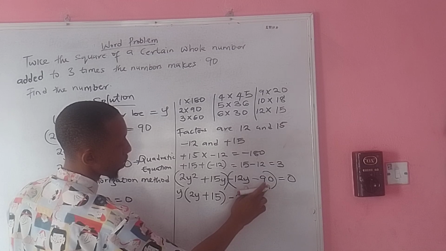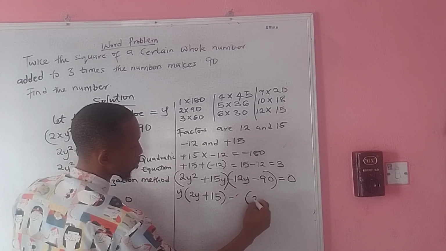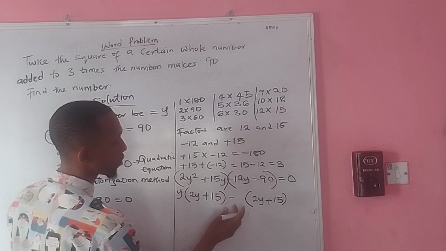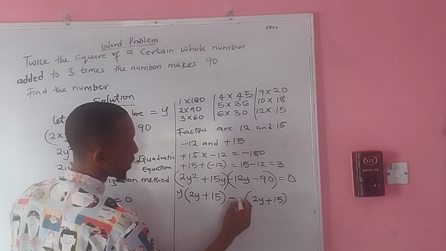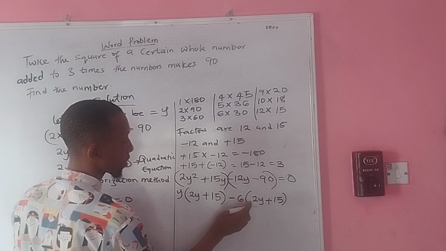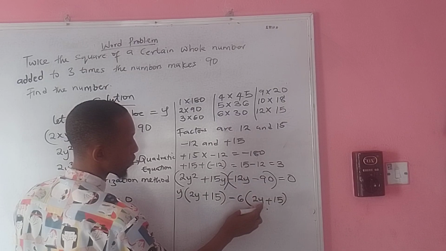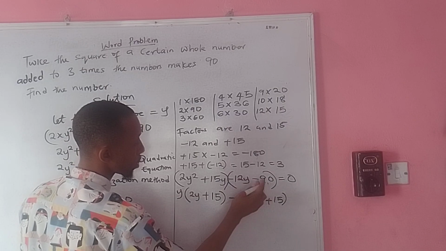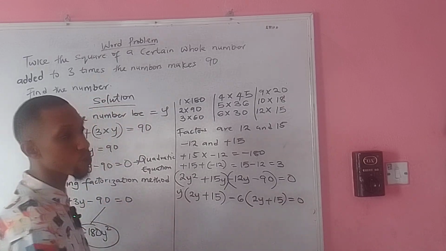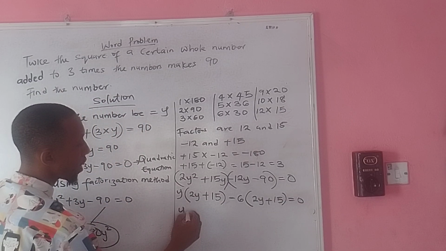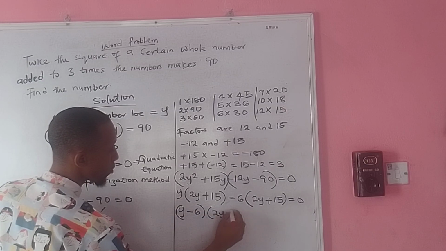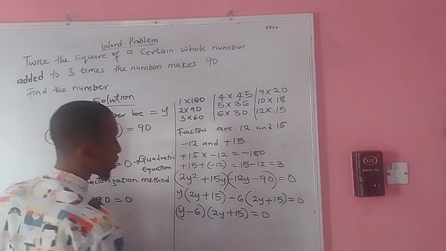Let me put 2y plus 15 here. So if I have 2y plus 15, what do I need to put here? Let me see, a negative 6. Minus times plus is minus. 6 times 2 is 12, then I have minus 12y. Minus times plus is minus. 6 times 15 is 90. Got it? And this is equal to 0. So I have y minus 6, 2y plus 15, equal to 0.